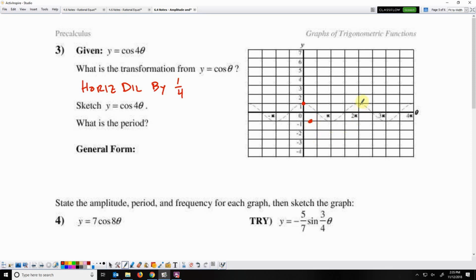When I'm at a maximum, my theta value is 2 pi. 1/4 of that is 1/2 pi. So I can start to see my pattern here. Okay, so this is going to be a really narrow cosine wave.